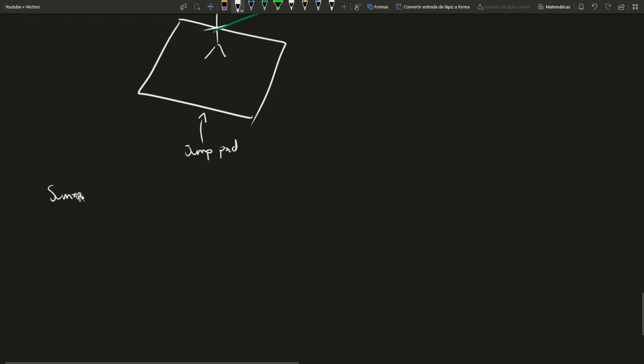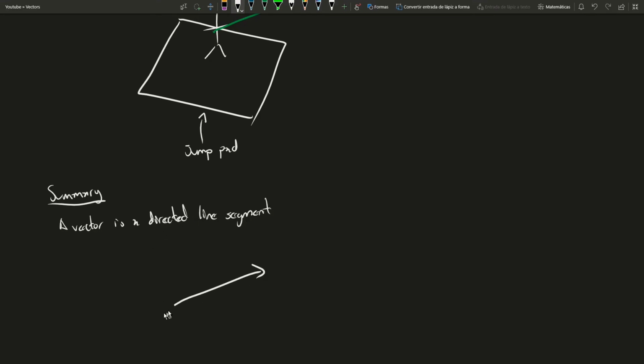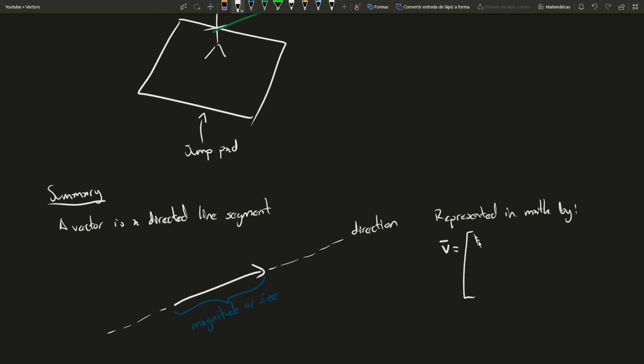Anyway, time for a recap of everything we studied. A vector is a directed line segment. The vector itself is represented by the arrow. Its direction is represented by the dashed line. It has a size, which is the length of the arrow. Mathematically, a vector is a list of n numbers, more formally called an n-tuple. Each of the numbers that conforms the n-tuple is called a component of the vector. A vector has n components. The value of this number n is also known as the dimension of the vector. For now, we'll focus on up to 3 dimensions, but this number can be much, much larger.